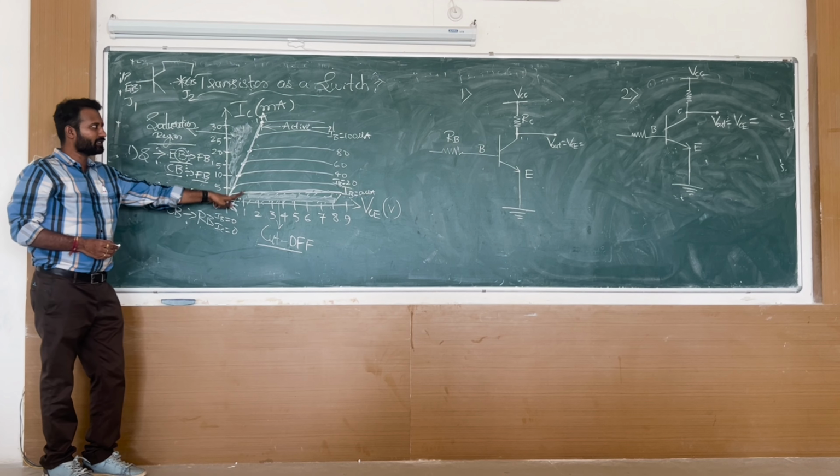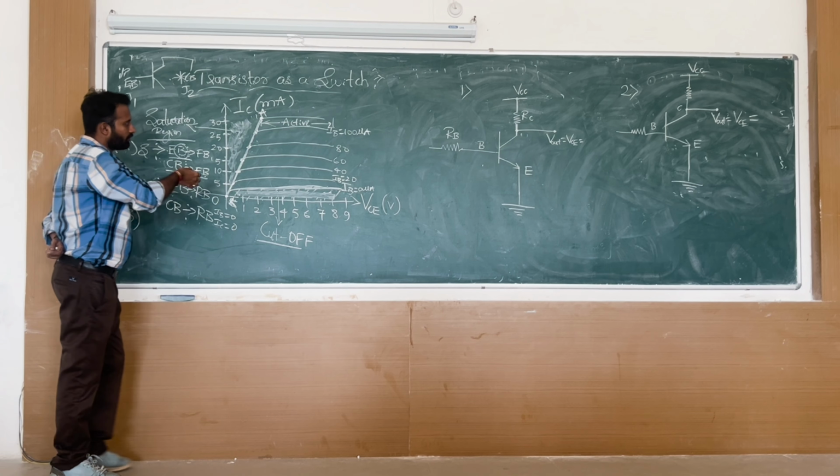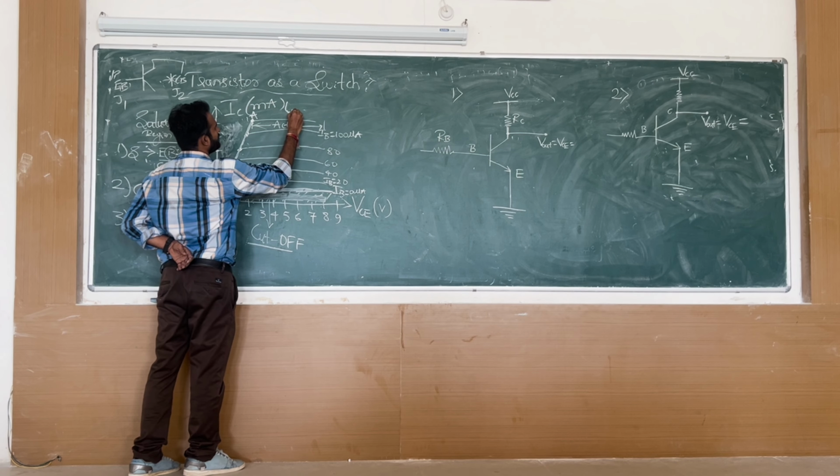Understandable? Now what is the third one? Active region, or we will call it a linear region.